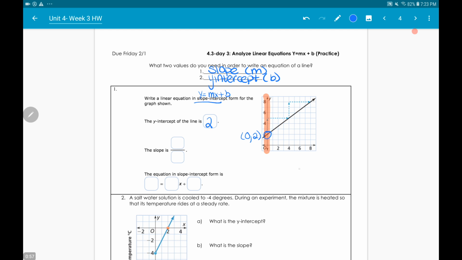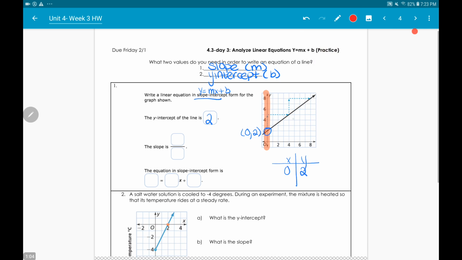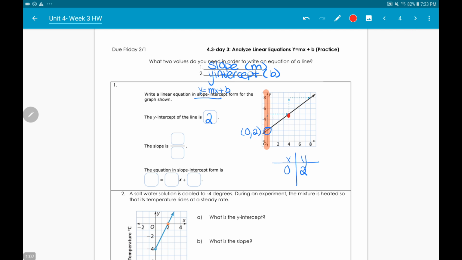The slope, I'm going to go ahead and make a little table to get my slope. Let's use our y-intercept's coordinate, and then I'm going to pick another one. Let's pick this one. So that is the coordinate. On your paper it should say 5. So my x is 4, and my y is 5. Alright, so I'm going to go ahead and subtract. 2 minus 5, that gives me negative 3. And 0 minus 4, that gives me negative 4.